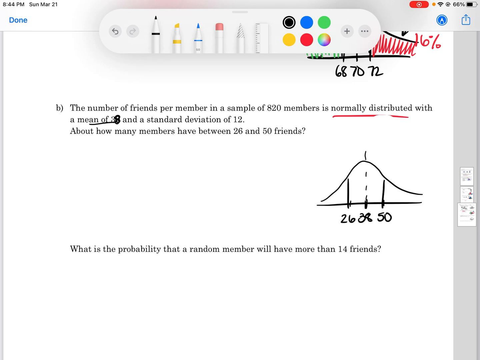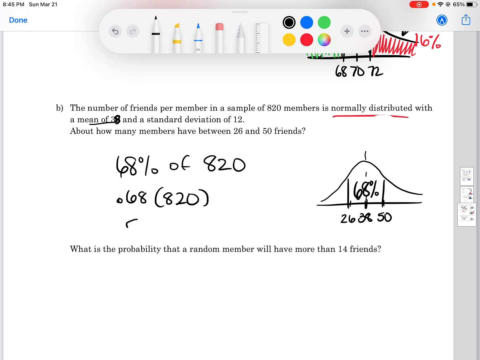Okay, so we want one standard deviation away. That's 68% of our data in the middle. 68% of 820 is going to give us the number of members. So that's 0.68 times 820. And when I do 0.68 times 820, that's about 550. I got 557.6, but we're talking about people, so we'll round up to the nearest whole. So 558 members.